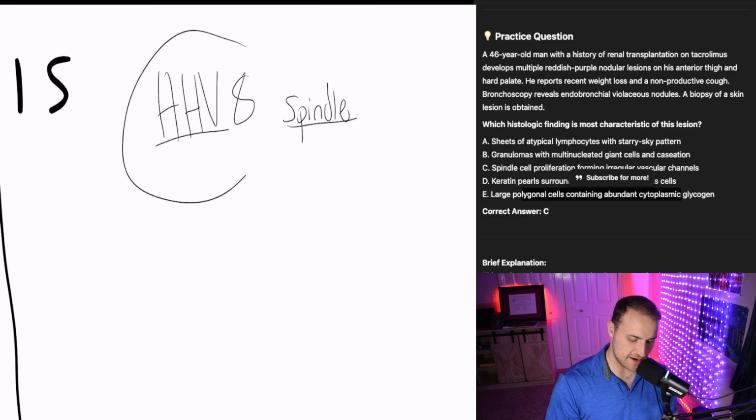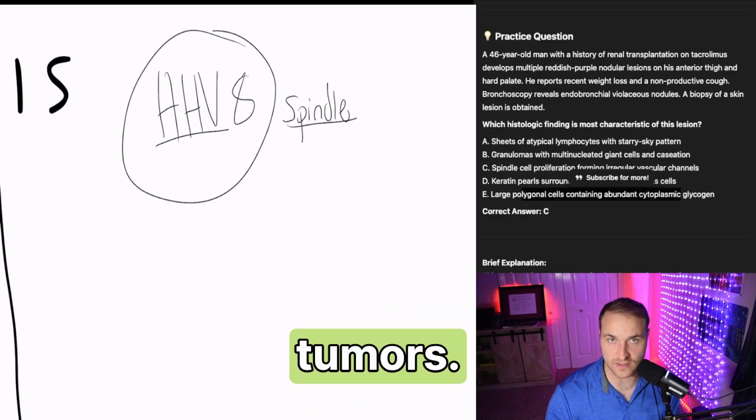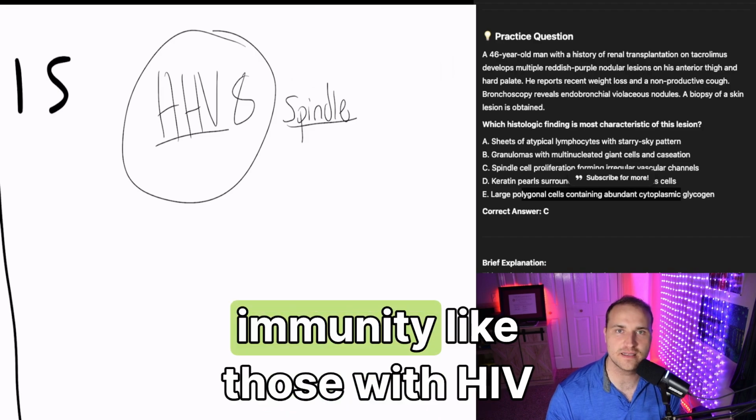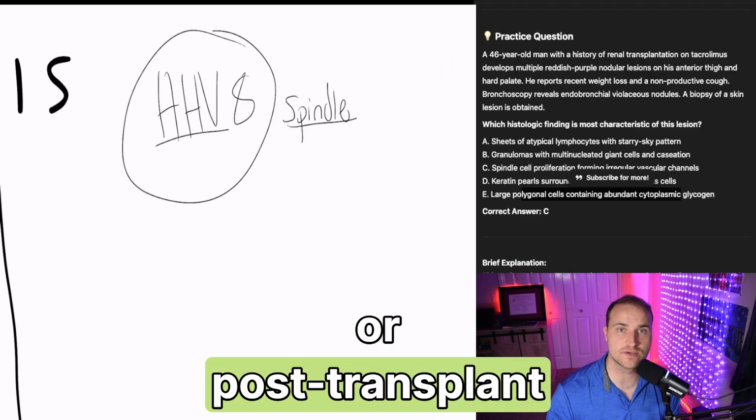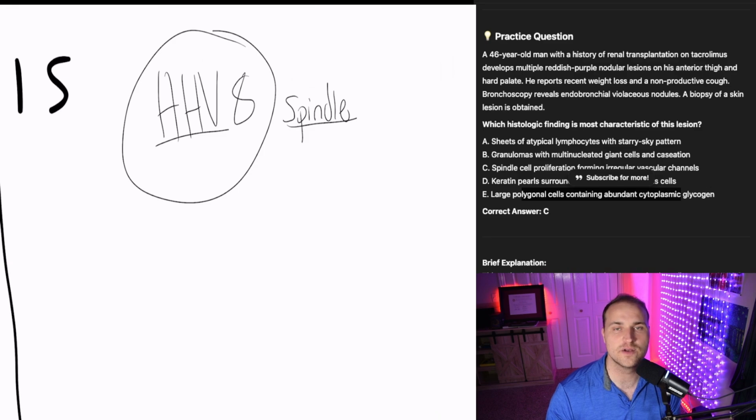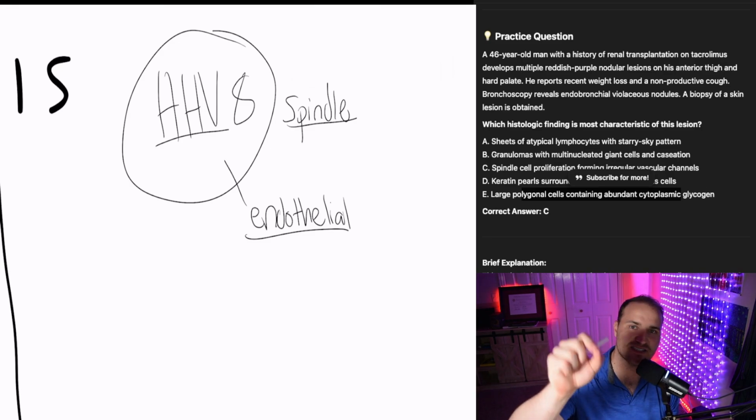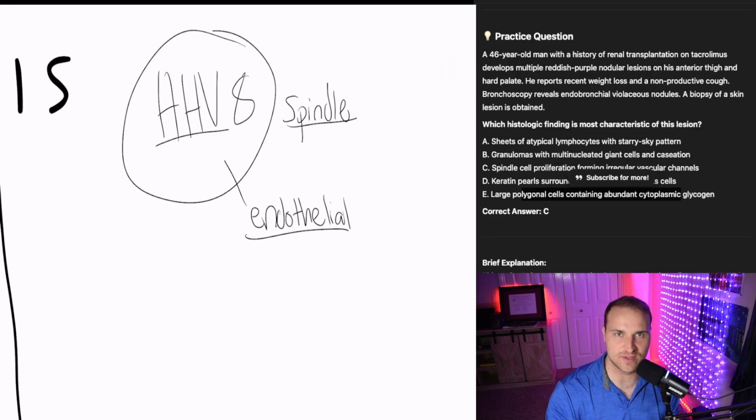And what's really scary about this guy is that it's just a simple virus that transforms your blood vessels into tumors. So typically if you have a weakened immunity, like those with HIV or post-transplant drugs, then you can get your human herpes virus 8 that hijacks your endothelial cells. And it'll drive them to just multiply abnormally, and they form these slit-like vascular channels that are packed with red blood cells.